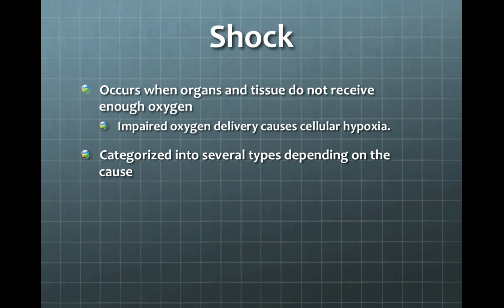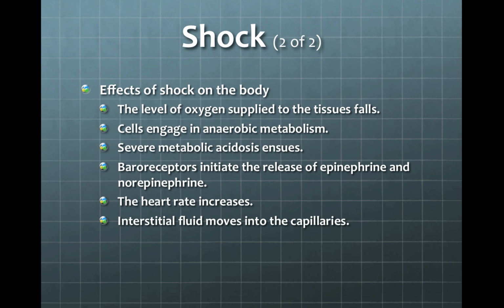All these causes end up with the same result of shock, which is that tissue is not getting enough oxygen brought to it, and it's not having the waste products removed from it. And that is called hypoperfusion, which is otherwise known as shock. And it's categorized into different types based on the cause of the shock, okay? So the effects are that the level of oxygen supplied to tissue drops for any number of reasons.